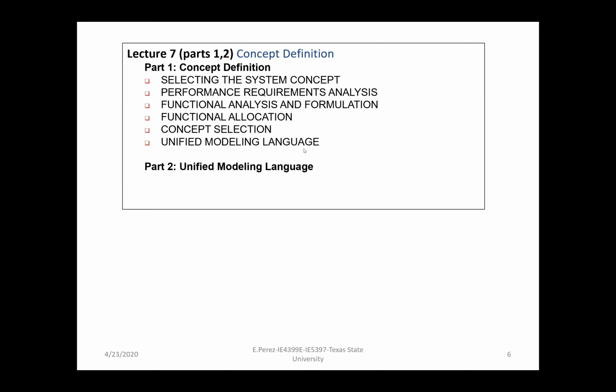And then part 7, we go to the third phase of the system life cycle, which is concept definition. And here we look at selecting the system concept that is the one that you are going to move forward with. How do you do performance requirements analysis, functional analysis and formulation, functional allocation, concept selection, and then finally the unified modeling language, which is also helping you to see some of the behaviors and the environment and all the things that are going to be affecting your system.